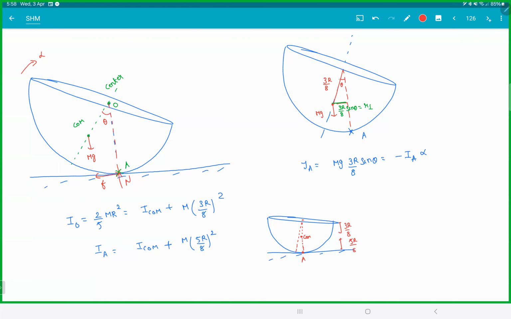So are you getting it? I exaggerated the figure too much. Anyway, we still have to calculate. We can do that also. We can drop a perpendicular here. This will be 3r/8 sin theta minus this thing, square and all that stuff, but you'll get the same thing.